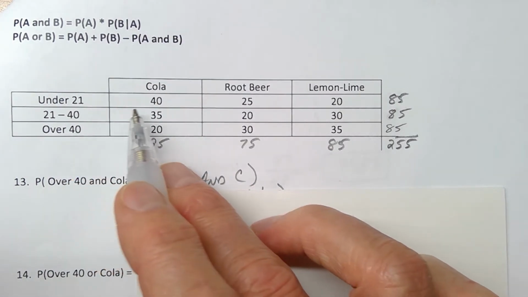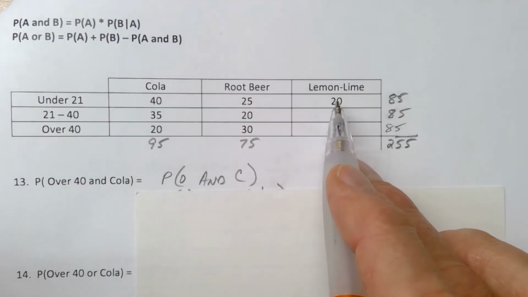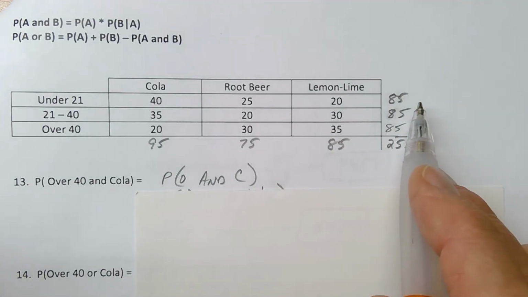Under the age of 21, 40 liked cola, 25 liked root beer, and 20 liked lemon lime. So that's a total of 85 students. Remember, the first thing you do is you total your rows.